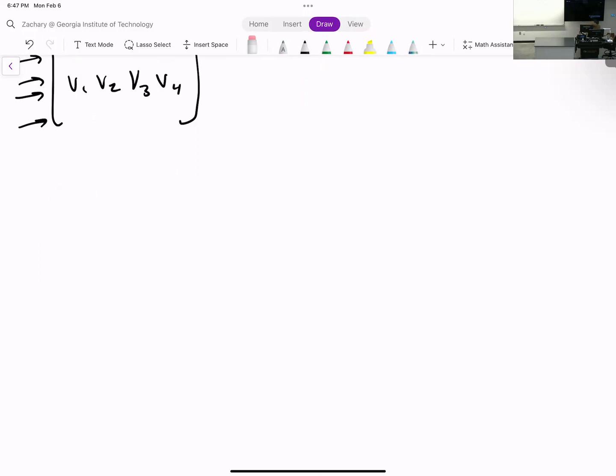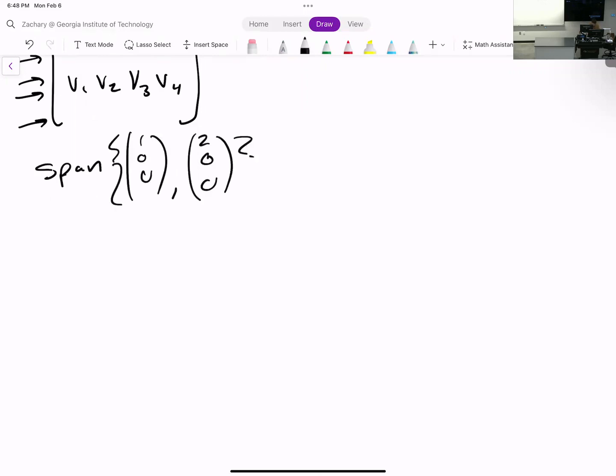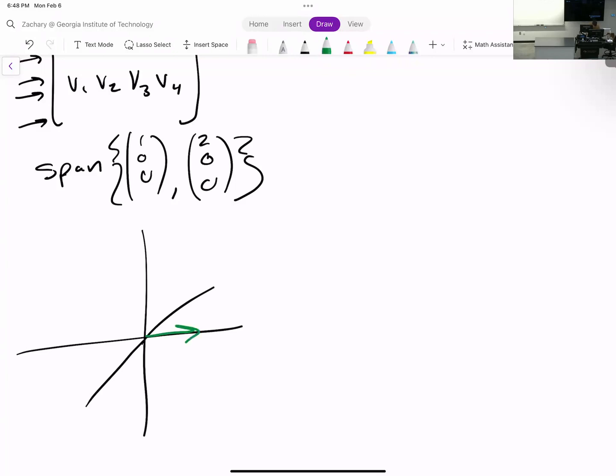Like if I have the span of (1, 0, 0) and (2, 0, 0), okay? We're in R3 because we have 3 rows. So (1, 0, 0) looks like this, and (2, 0, 0) looks like this. The span of the first vector is going to look like this, and the span of the second one is going to be exactly the same line, because they lie on the same line, it can't really branch off of it.